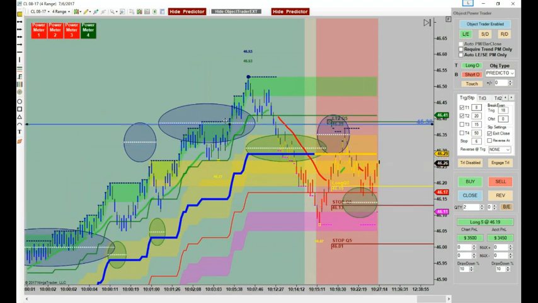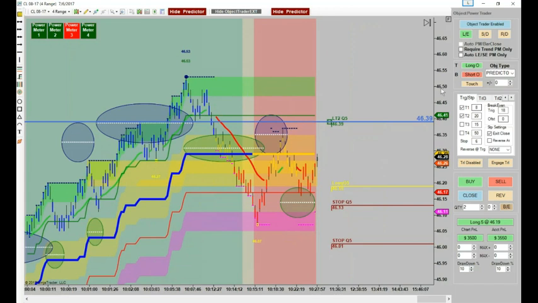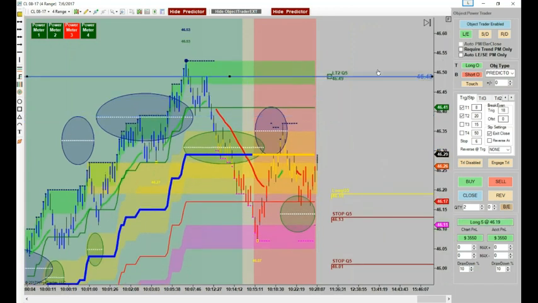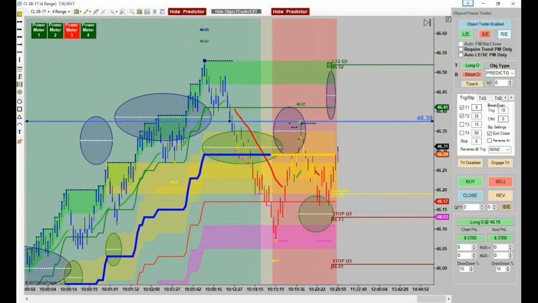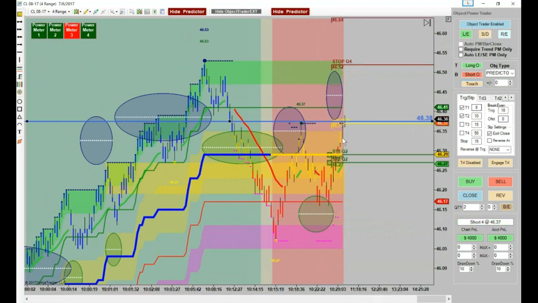You got a swing right up here. That would be a pretty good shot for trying to get that trade, wouldn't it? Or you can just go like this, get it out of the way, do a reverse on predictor if it happens to hit this predictor, which is right at a swing, and come back down. So there, it just reversed it.